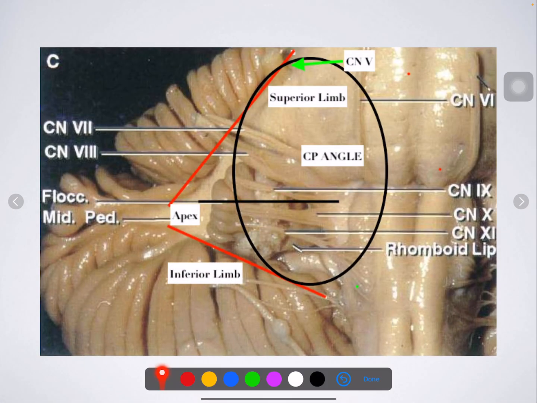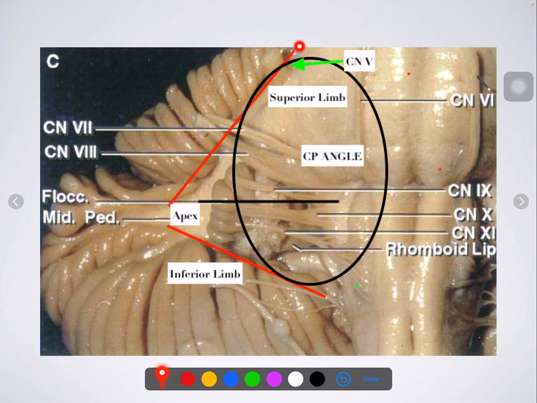Now, this is a very important picture. This is our main picture for today. This is a picture, of course, from Dr. Rhoton's book, but I've made some drawings in order to highlight things more. You will see here lots of cranial nerves, so cranial nerve 5, cranial nerve 6, 9, 10, 11.